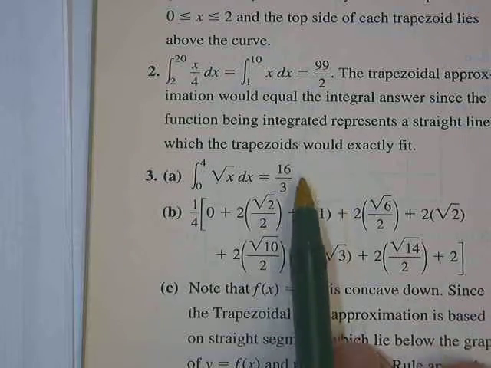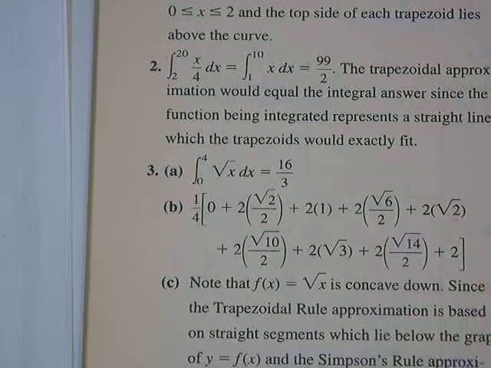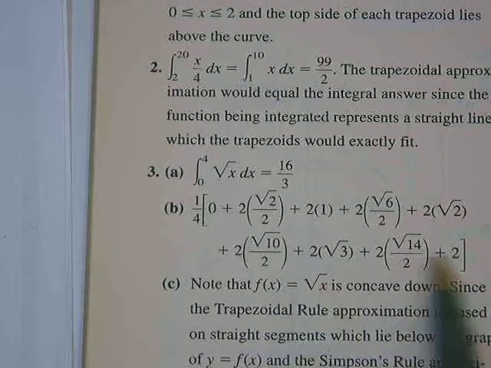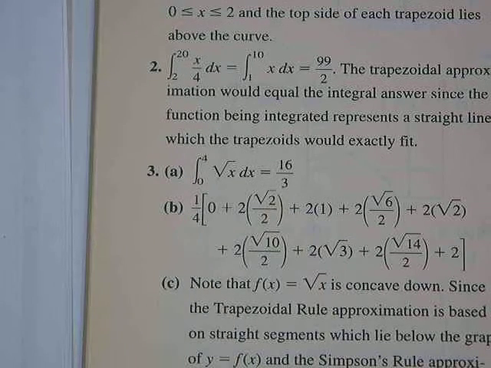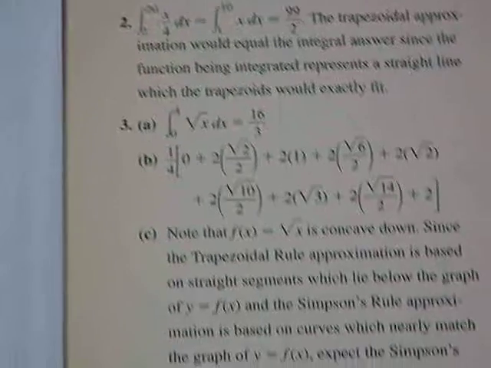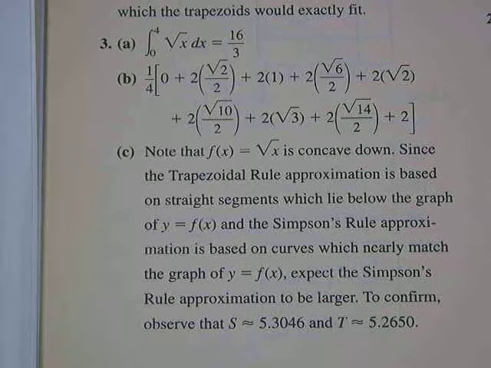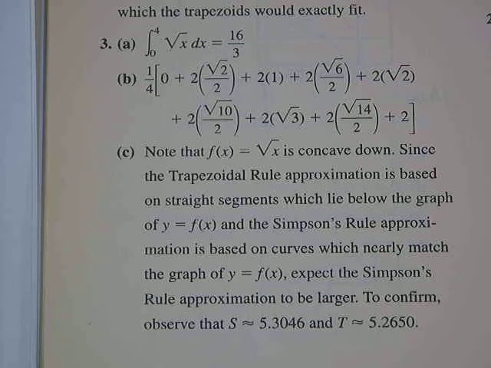Or nope, I lied, wrong problem. 16 thirds, I should say. And if we do the same thing with the trapezoidal rule, we'd set up the same way. We'd have a quarter out in front because it's h over 2 instead of h over 3, and so on. And then the question is compare the Simpson's rule and the trapezoidal approximations geometrically, which do you think should be bigger? The explanation there is that the function in question is concave down, so we'd have an underestimate with the trapezoidal rule.